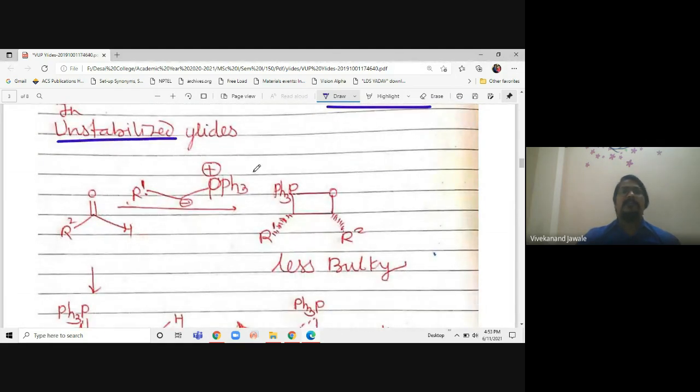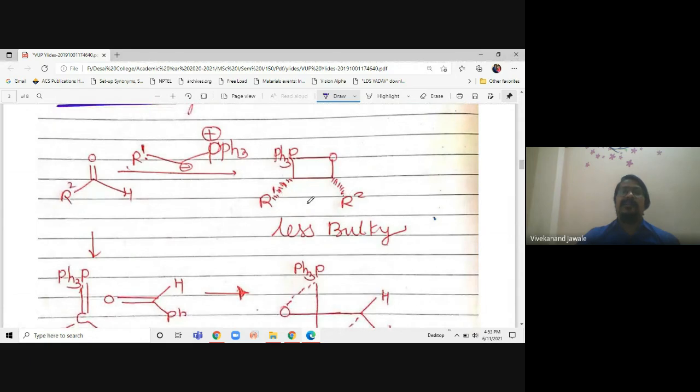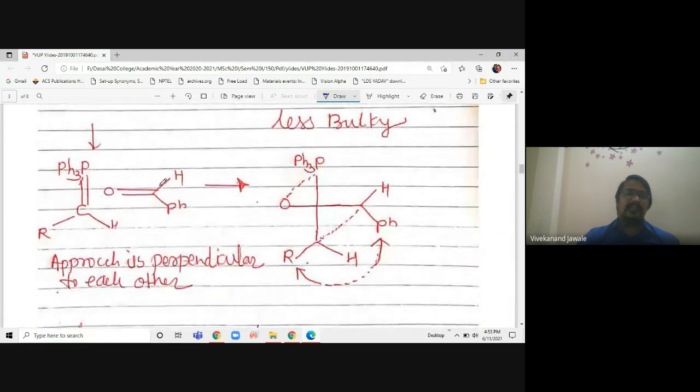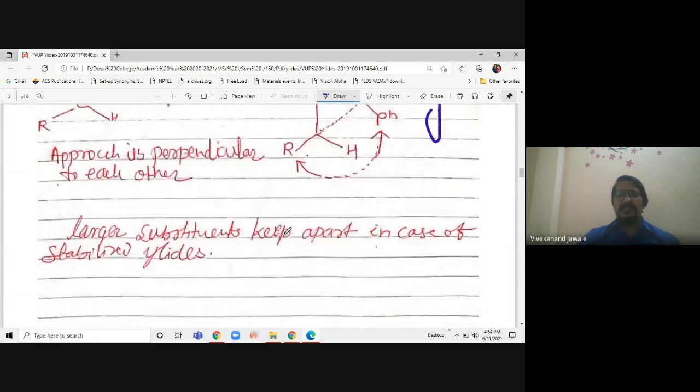If you have unstabilized ylides, then both are less bulky, and if they are less bulky, they will stay together, they will form a Z configuration over here. Again, it is given that the approach is perpendicular to each other, they will go perpendicular to each other and they will form such a type of alkene. It is also very well explained in Clayden's book. Similarly, they will give E and Z products.